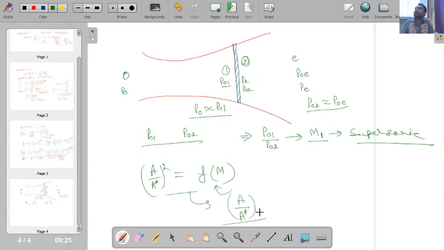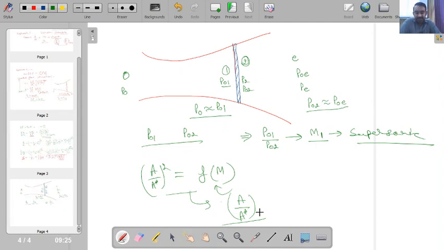If I have calculated the value of A by A star, it means I now have the location of the normal shock wave. Once you have the location of the normal shock wave, you can easily solve as per the solution of problem number 2 to determine all other parameters. Is this point clear? So this is a deterministic approach.